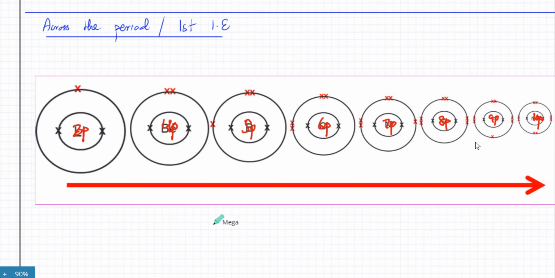First thing is that they have the same shells. Same number of shells, exactly same number of shells. So they have same number of shells, which basically means that they all have the same shielding.